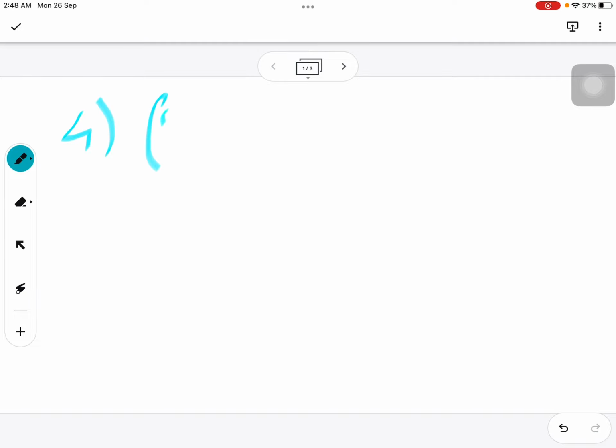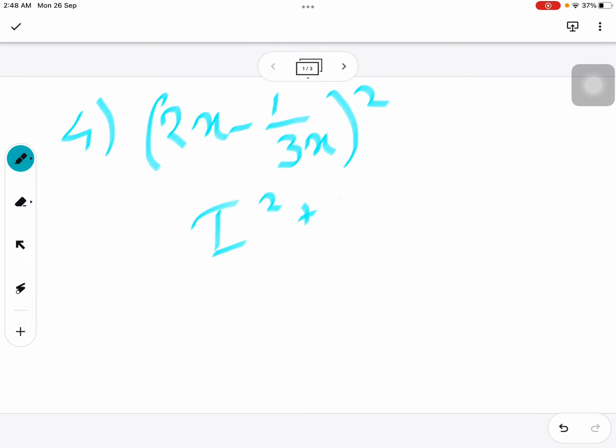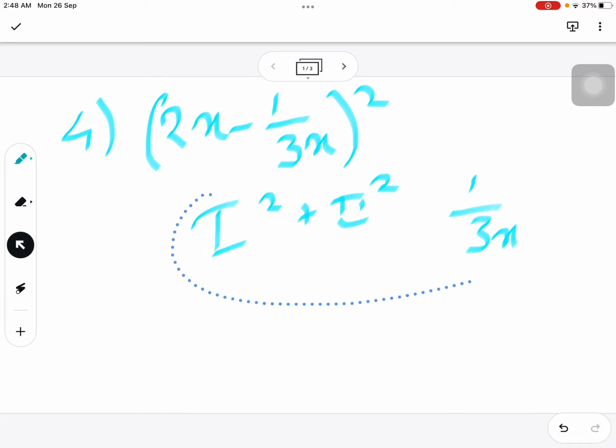Okay, slowly I am covering all types of questions, all variations, so that you will be perfect with all the models. Okay, now we have a fraction over here. The second term is a fraction. That's why I said first term and second term: first term whole square plus second term whole square. Here the second term will be 1 by 3x. Okay, you should always remember it like that.